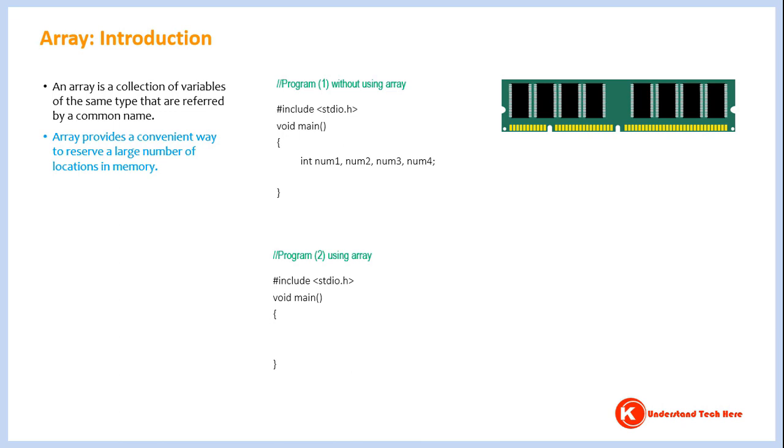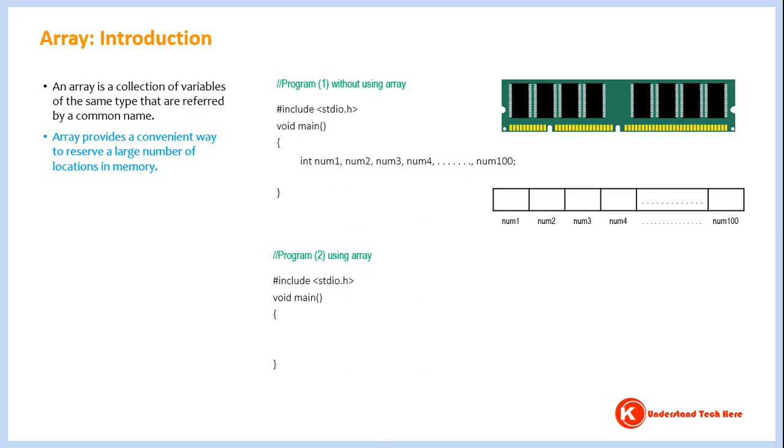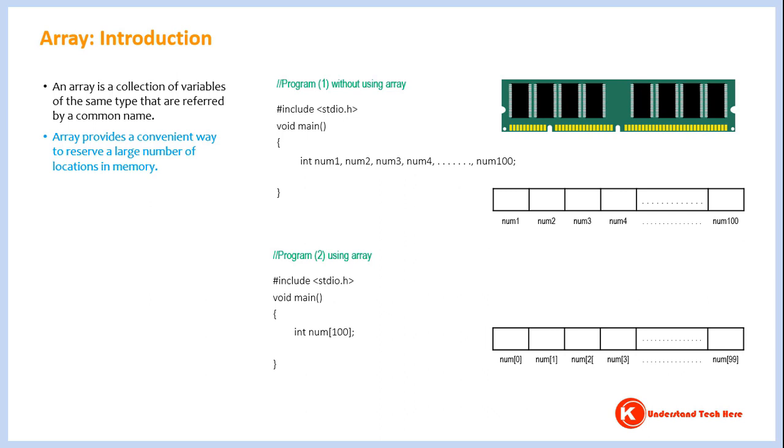To store 100 numbers, you need 100 locations. For this, you could declare 100 variables individually like this. Well, you could do this, but it's really inefficient. There has to be some better way of reserving a large number of locations. This is where the concept of array comes in. You can declare 100 locations by just writing this. See, 100 locations are being reserved. How cool is that? Being able to reserve 100 locations in one go.